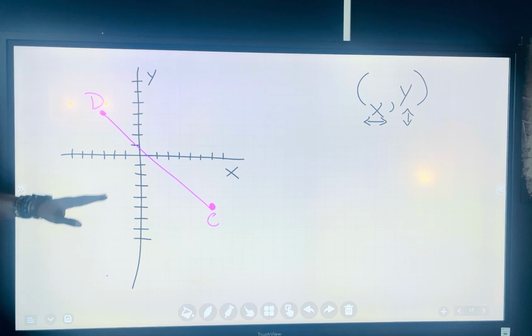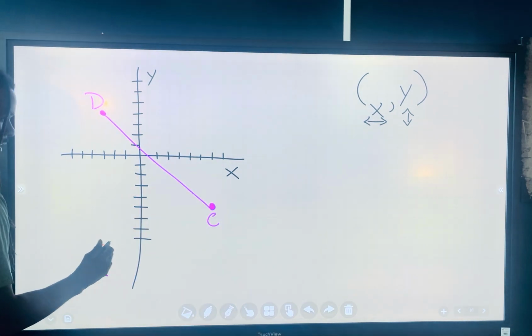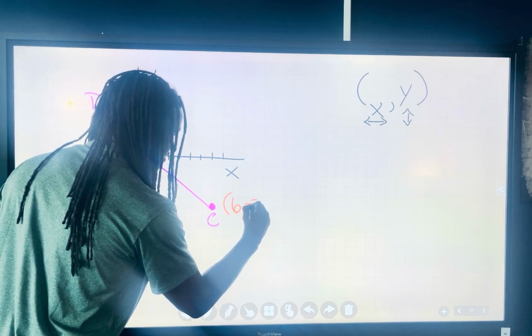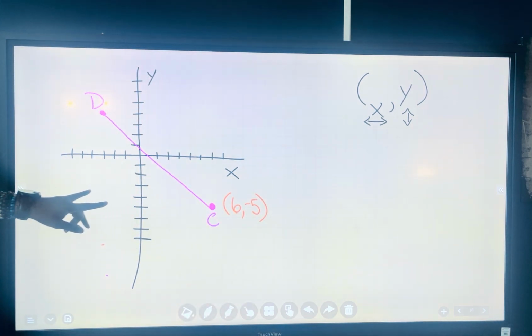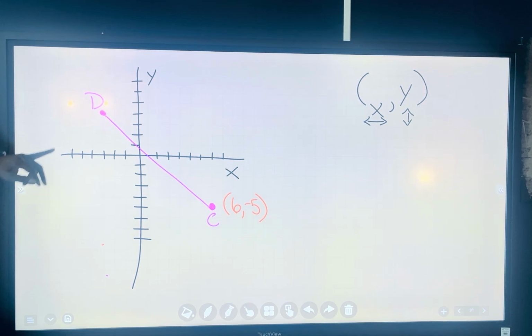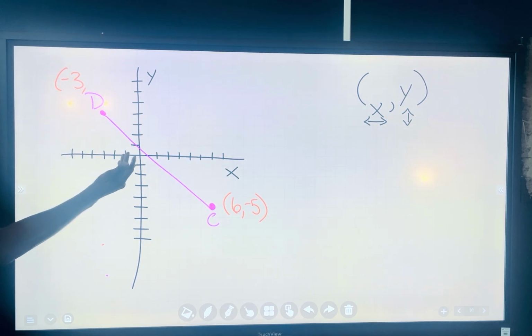Could somebody give me the coordinate of point C? 6 what? 6, 5. Come on, 6 what? 6, negative 5. I like that. 6, negative 5. What's the coordinate of point D? Hold on. Point D would be what? Negative 3, 4. So negative 3, 4 and 6, negative 5, right?